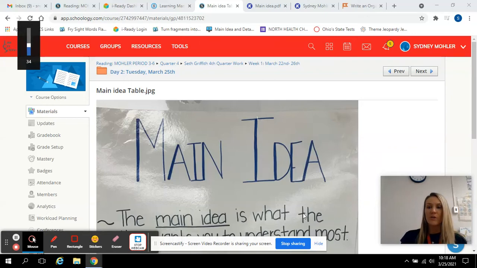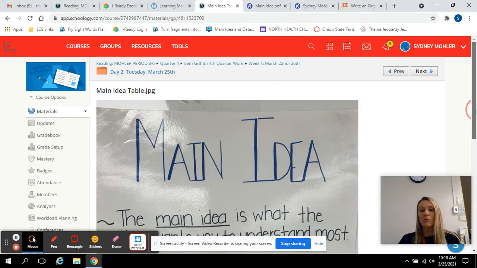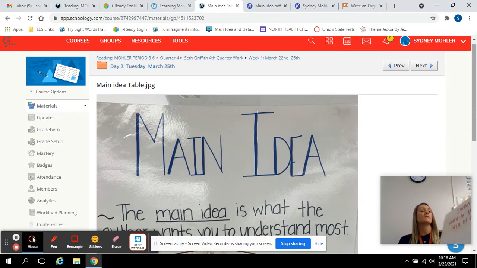All right, so as you can see on the screen, we are working on main idea. Our objective is students will be able to identify the main idea of a text. And main idea is just identifying what was this passage mostly about? What did I read about in this passage? What did the author want me to understand the most after reading this?